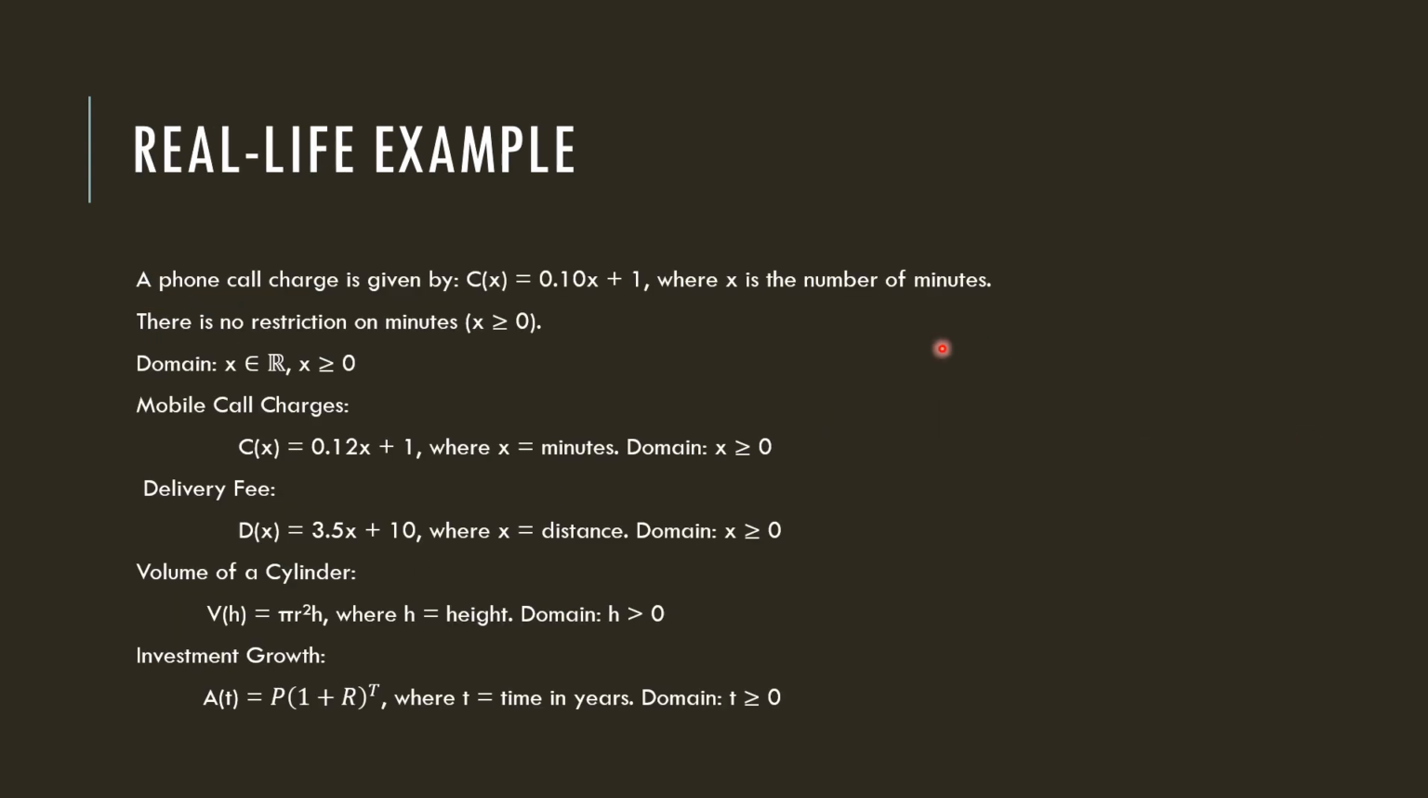Now let's go to real life examples. For the real life examples, a phone call charge is given by this particular function, where x is the number of minutes. There is no restriction on this particular function, and x is greater than or equal to 0. So look at this particular example here. Let's come to the volume of a cylinder. The volume of a cylinder is in this form, pi r square h, where h is the height. So the domain for the height is that the height is supposed to be greater than 0 before we can find the volume of a particular cylinder.